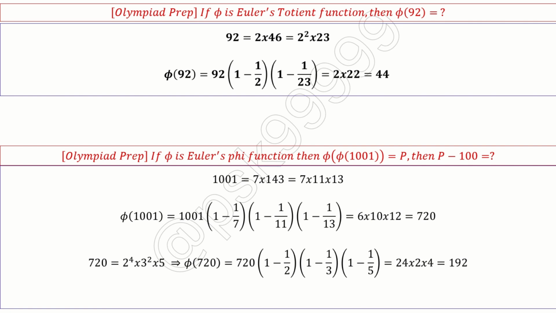This is what my P is. So 720 I can write it as 2 to the power of 4 into 3 square into 5. So phi of 720 is nothing but 192. There are 192 co-primes. So P is equal to 192. So P minus 100 is 92. That is the answer. Okay, next.